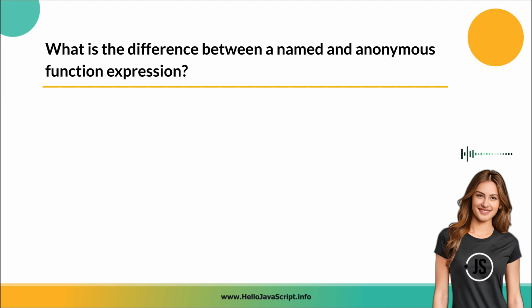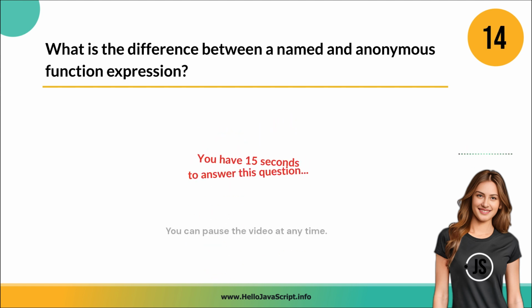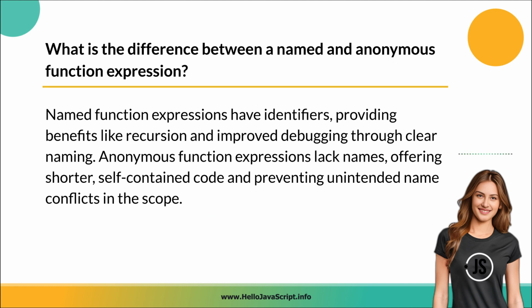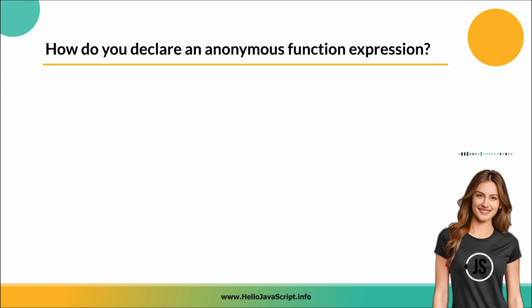Let's move on to the next question. What is the difference between a named and anonymous function expression? This is the correct way to answer this question. Named function expressions have identifiers, providing benefits like recursion and improved debugging through clear naming. Anonymous function expressions lack names, offering shorter, self-contained code and preventing unintended name conflicts in the scope.